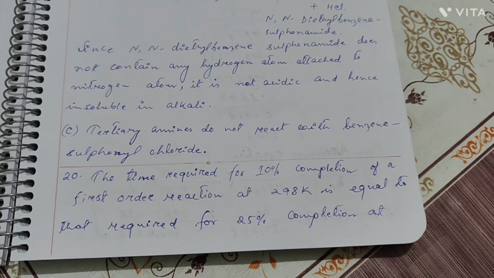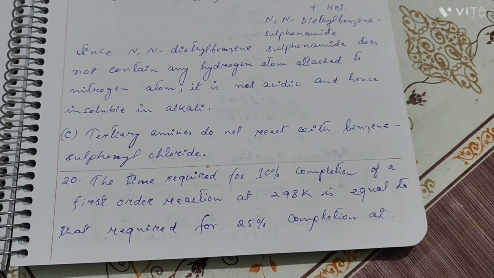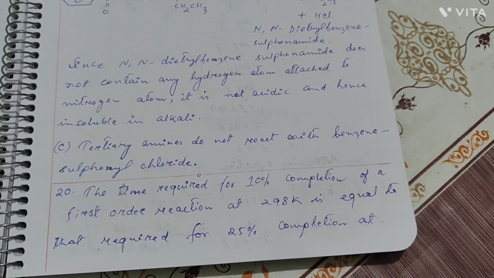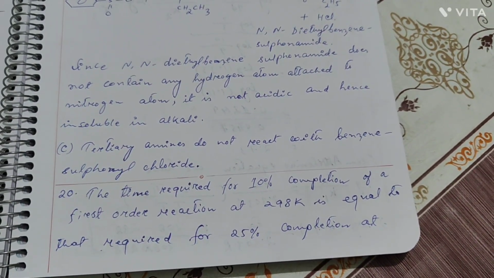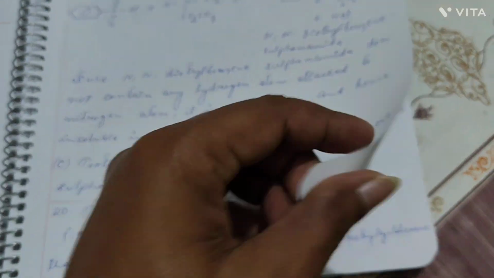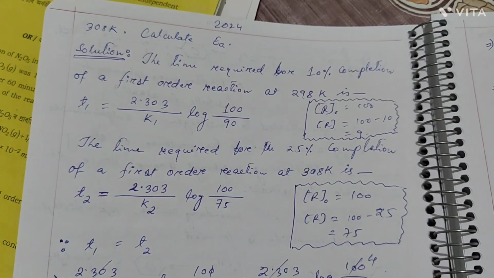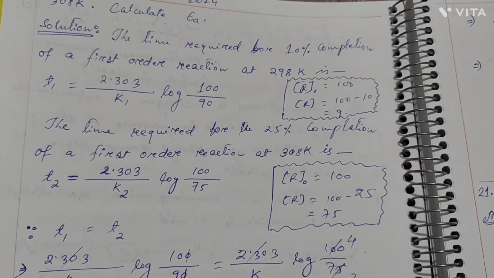Next, coming to question number 20. The time required for 10% completion of a first order reaction at 298 Kelvin is equal to that required for 25% completion at 308 Kelvin. Calculate the energy of activation, Ea. The solution is given here.